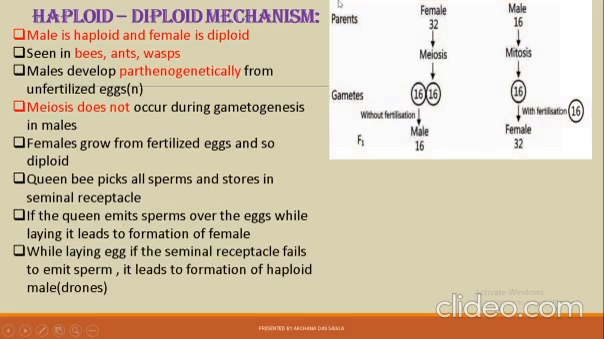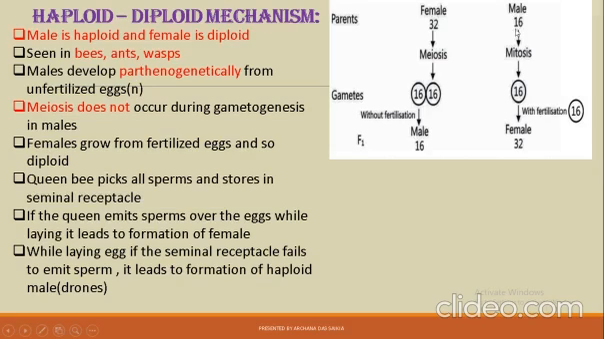Here it's shown. The female, that is the queen bee, has 32 chromosomes. In her body, gametogenesis takes place, that is meiosis, and it will develop into gametes. Each gamete will carry 16 chromosomes, half of 32. The males always have 16 chromosomes. They will never have 32 chromosomes.